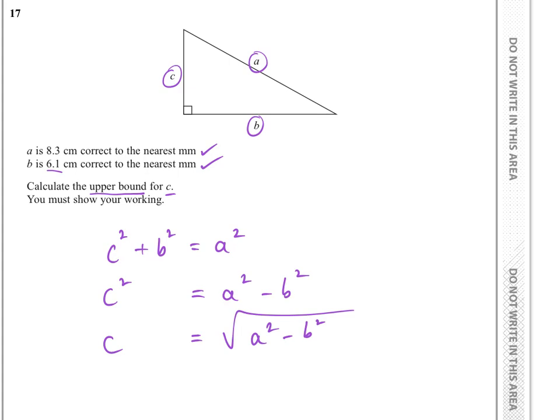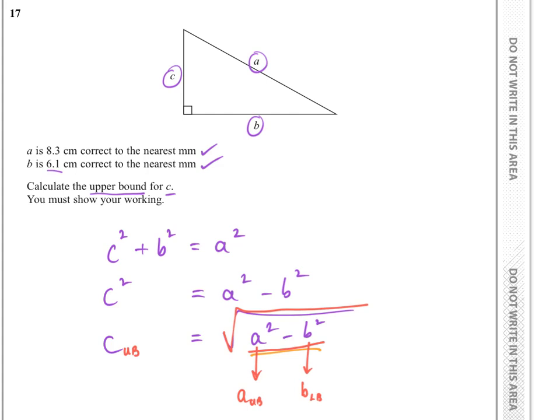So to make C the most possible, we want the difference between these two to be the greatest, because then when we square root it, it's going to be the greatest possible value it could have been. What we don't want is this to be the least value. So how are we going to make that the most? So we'll call that the upper bound. And to make that the most, we'd want A to be its most, and we'd want to take away the least. So we want A to be the upper bound and B to be the lower bound. So we can go from there.